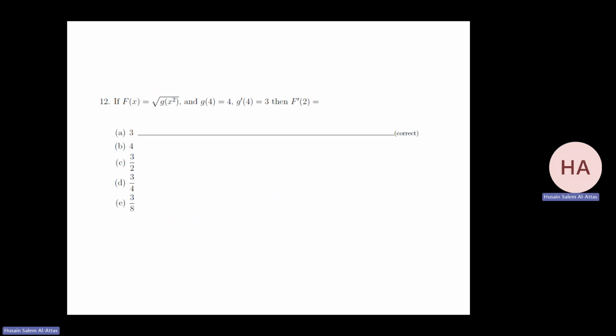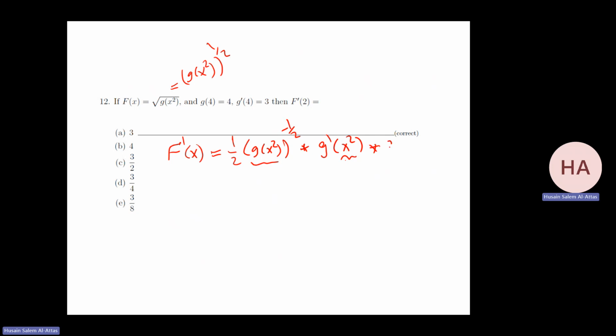Capital F of x equals square root of g of x squared. So I have a function. Let us do it step by step. F prime. You can think of it as g of x squared all to the power half. So it will be half g of x squared all to the power minus half times the derivative of this. What is it? G prime at x squared times the derivative of this, 2x. This 2 cancelled. Then I will substitute.